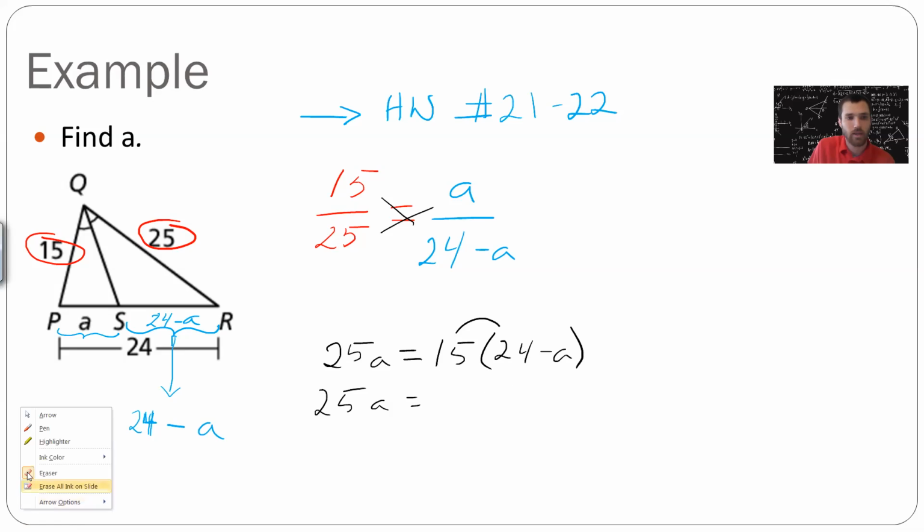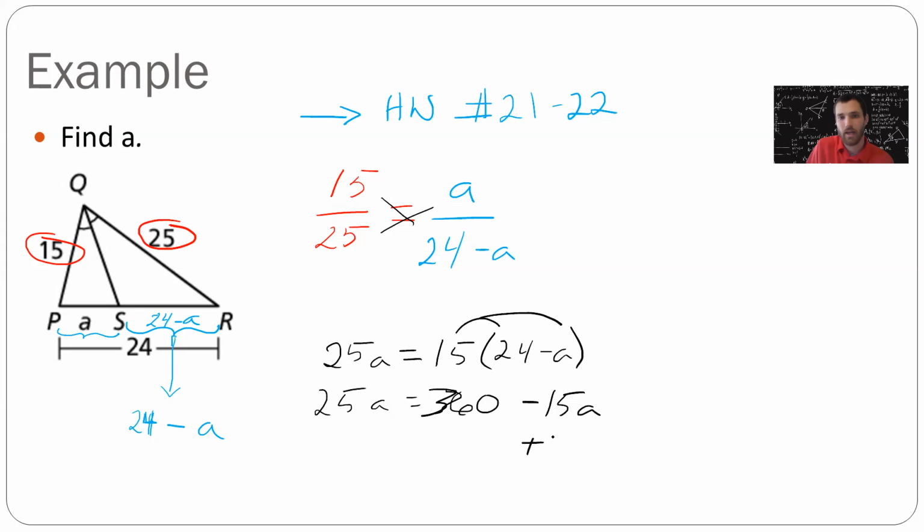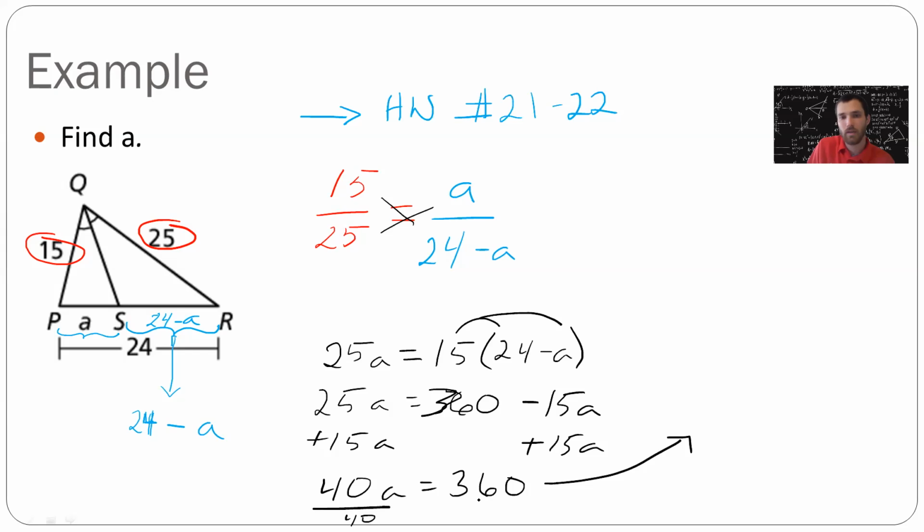All right, so now I'll get back to this. Okay. So sorry for that. 15 times 24 is 360. Then you have to do 15 times A, so that's going to be minus 15A. And when we solve this, I need to add 15A, and I'll get 40A is equal to 360. And then divide by 40, and A is equal to 9. And that is our answer.